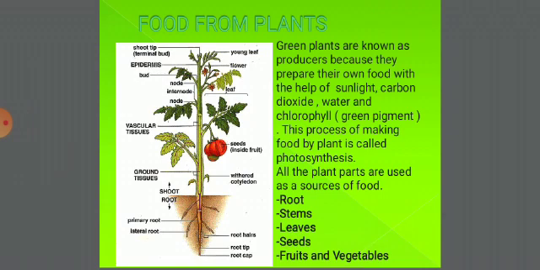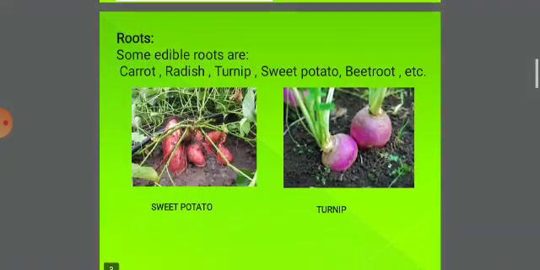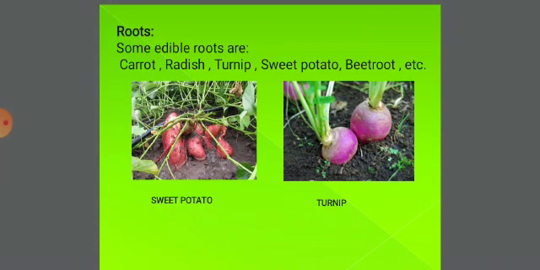Some of the plants can store their food in roots, stem, leaves, seeds, and fruits and vegetables. Let me see one by one. The first one is root. Some of the roots can be eaten raw because some plants store their food in the root, so we can eat that. Some of the roots are radish, turnip, sweet potato, carrot, beetroot, etc., which are eaten by us.